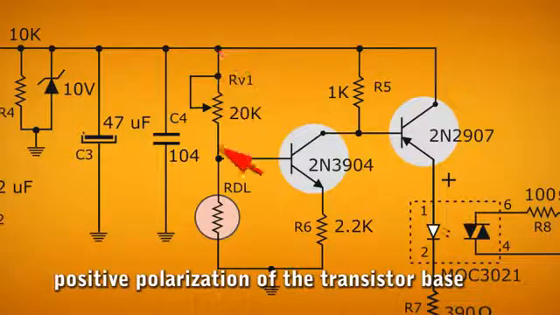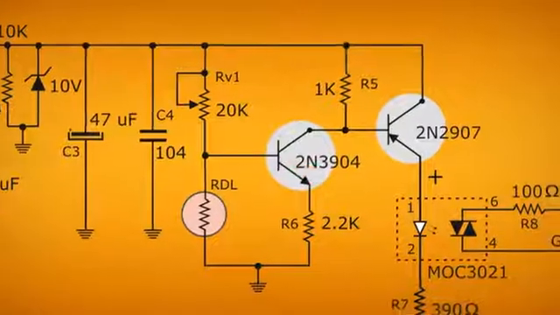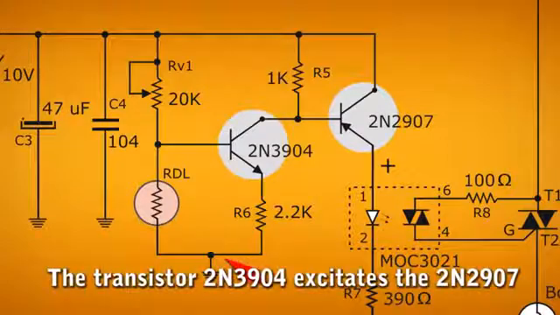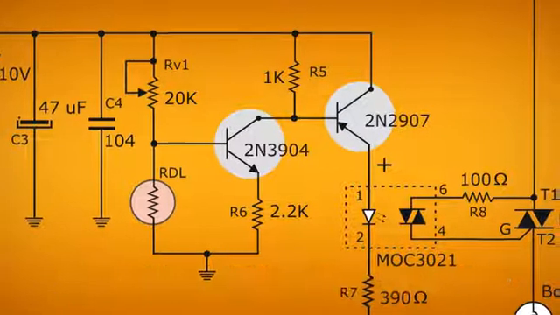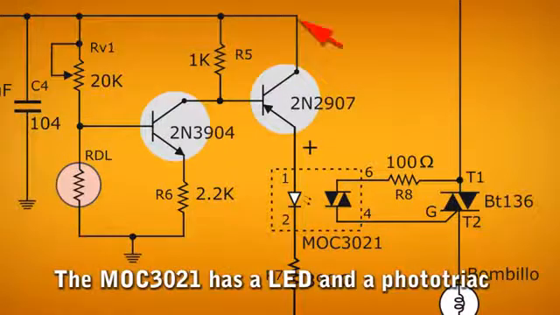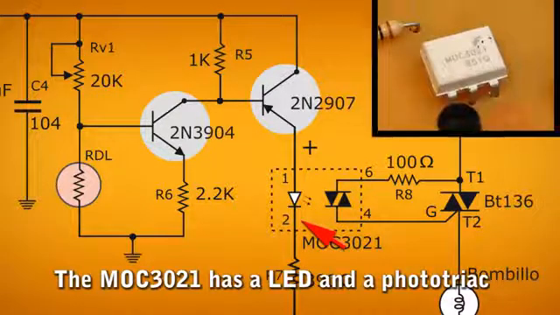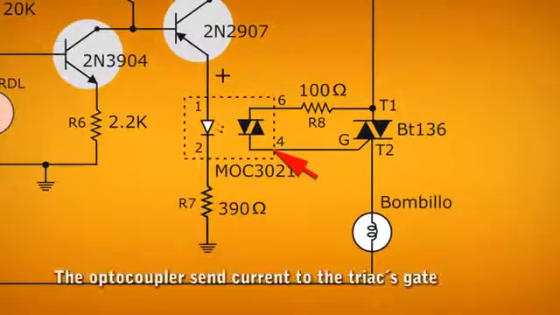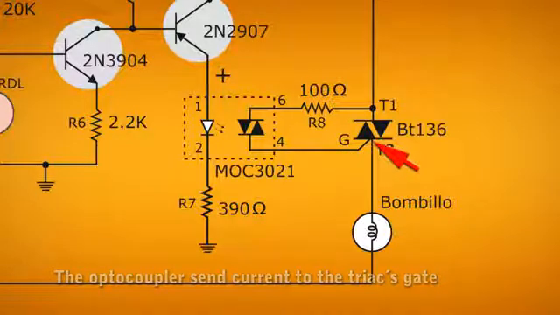At that time, it positively polarizes the base of transistor 2N3904. It's at this moment that the transistor conducts from collector to emitter, negatively biasing the base of the 2N2907 PNP transistor. This means that it conducts when a negative voltage arrives at its base. When the 2N2907 transistor conducts, it passes a positive voltage from collector to emitter and reaches the optocoupler. The LED lights inside it, triggering the phototriac, which is between pins 4 and 6 of the optocoupler. The phototriac conducts between pins 4 and 6, sending a current to the gate of triac BT136.